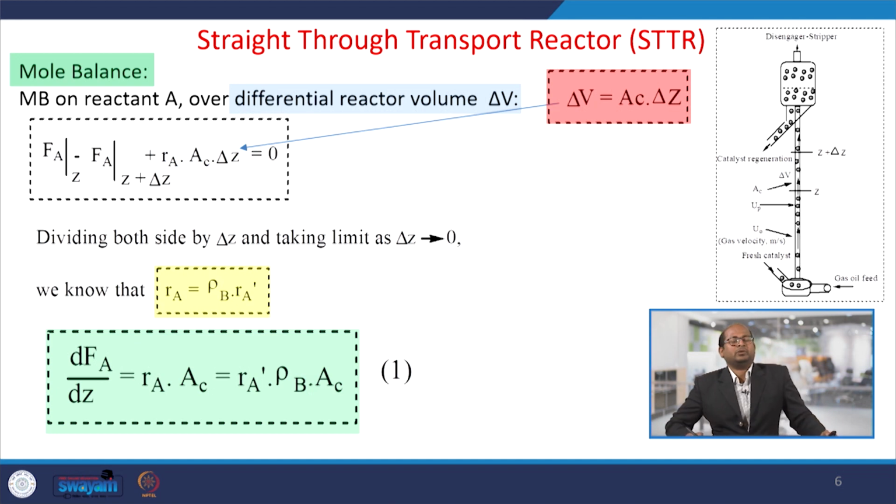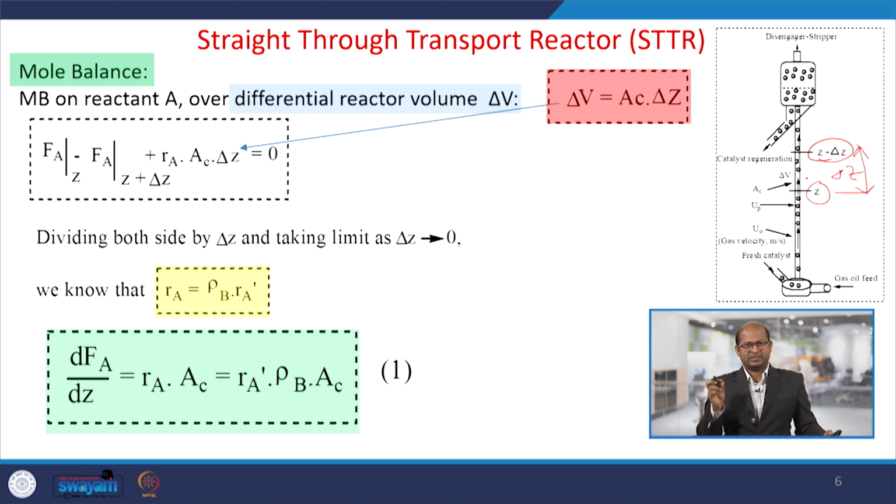Now, we are going to do the material balance within a small length and small volume delta V. Let us say from here to here we are considering this length is delta Z, a very small height of this tube. Here this location is Z plus delta Z, here this location is Z, the difference is delta Z. That is also very small, maybe 1 millimeter, 1 centimeter, a very small height we are considering.